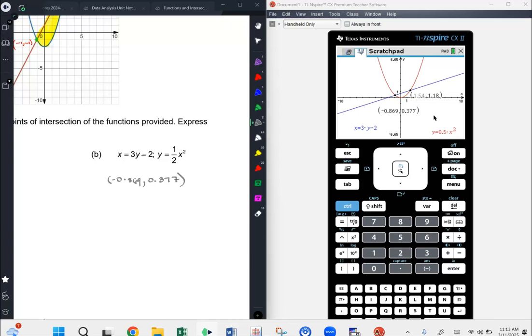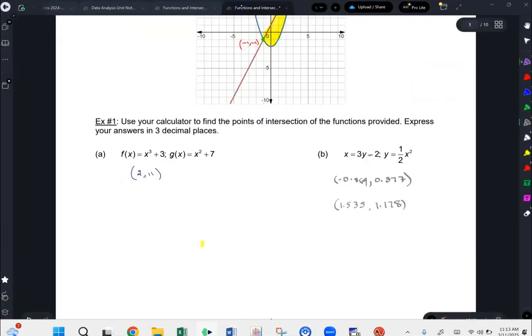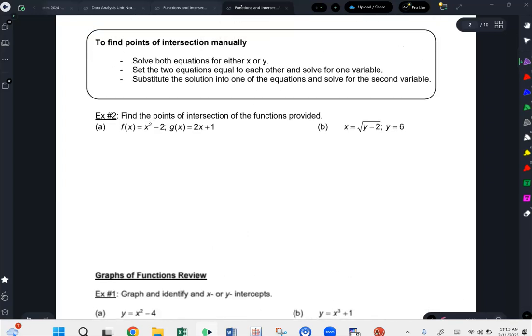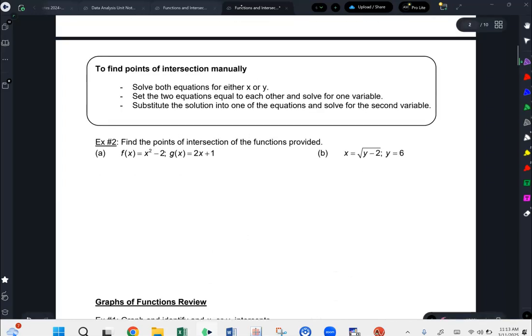1.535, 1.178. Okay, for some reason it won't let me increase my decimal places. So what is it? 1.5, 1.178. Okay, cool. All right, now, to do the same thing manually.